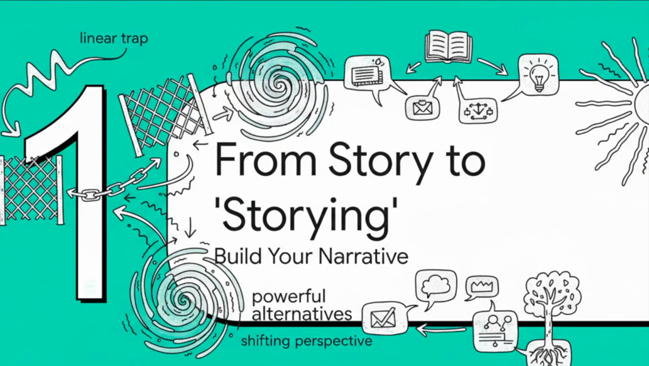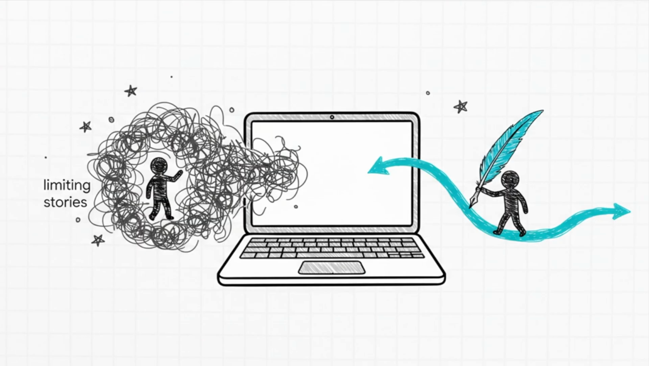Okay, so how do we get out of that trap? Let's talk about a really powerful alternative, a whole new way to think about building your narrative. And this is where a really cool tool comes into the picture. It's a software program called Together Storying, and it was created by a scholar named David Boje. Its whole purpose is to help people, just like you, get unstuck from those limiting stories and actually become the author of your own life.